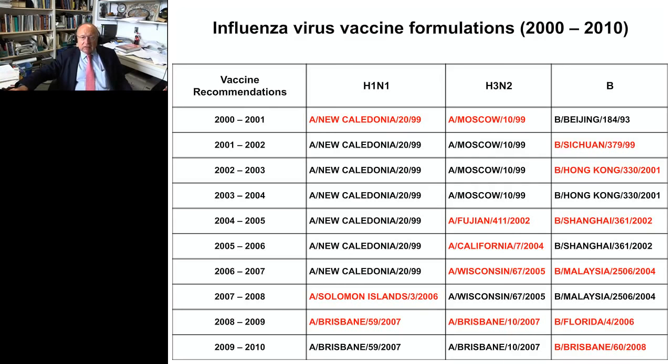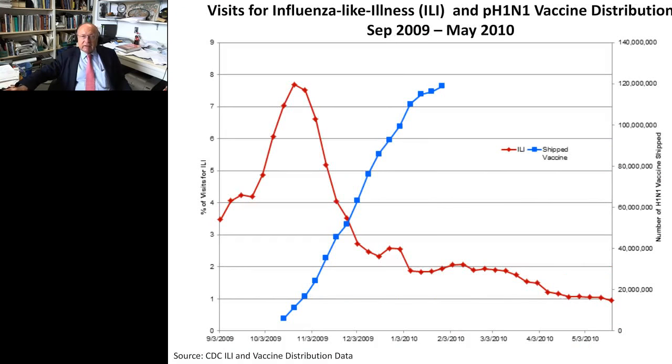It is also quite disturbing that in the case of the 2009, the red curve shows when the pandemic strain actually hit the United States. The majority of the influenza cases were already in October, November, and the blue line shows when the vaccine was actually shipped.